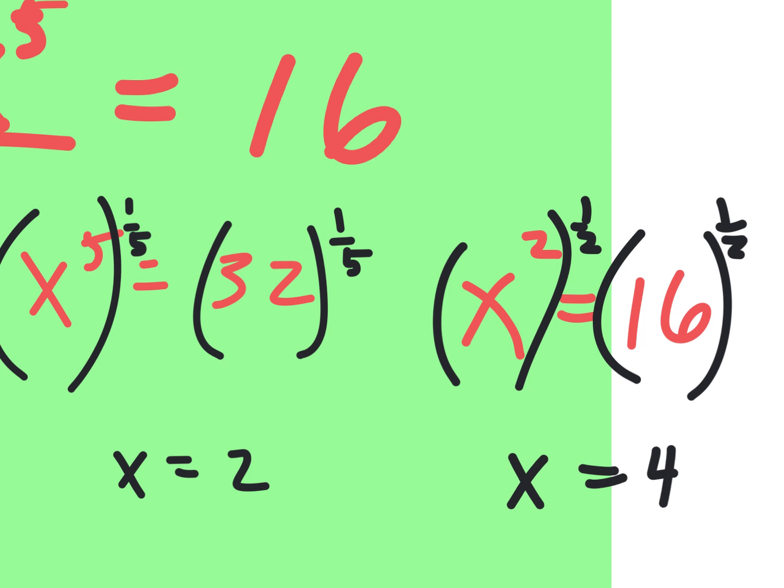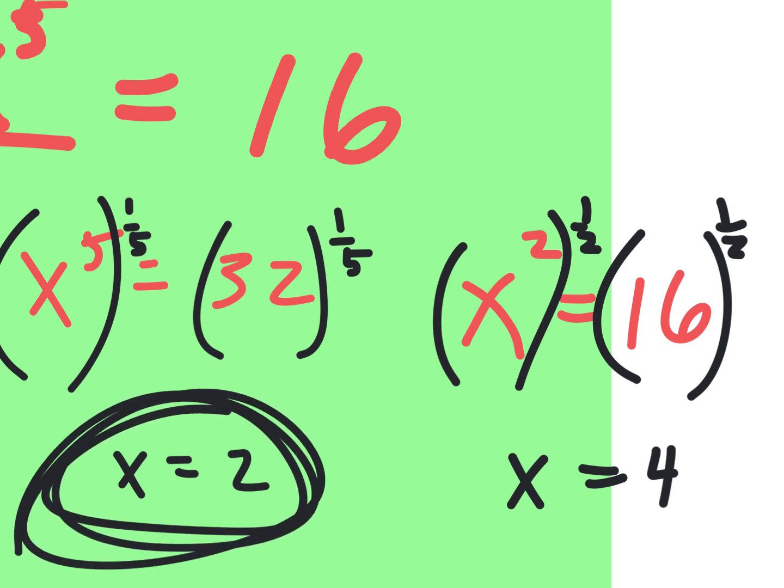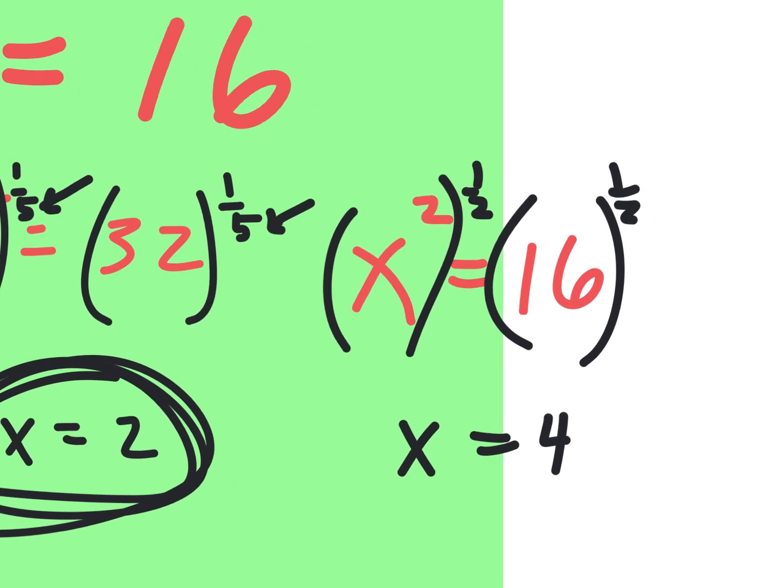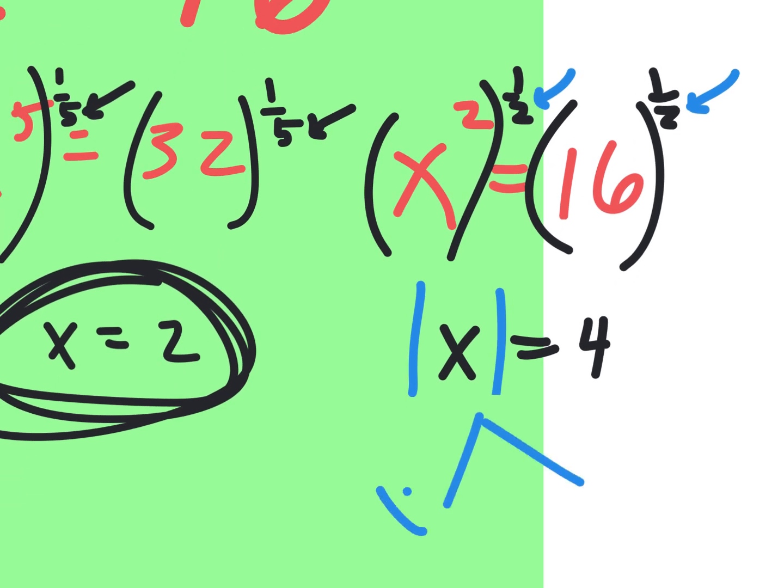So what's the moral of the story? How come this one's actually not plus or minus 2? Because it's an odd root. The root you did is odd. This right here is a square root. It's an even root. So technically you have an absolute value. It's just as much as if you had just square rooted both sides. That's what gives you 2 answers. X equals 4. X equals negative 4.